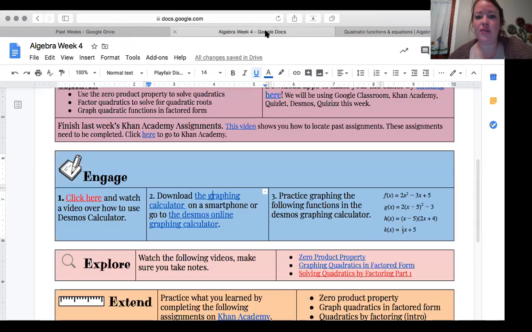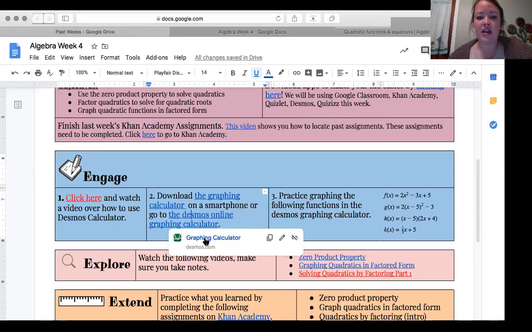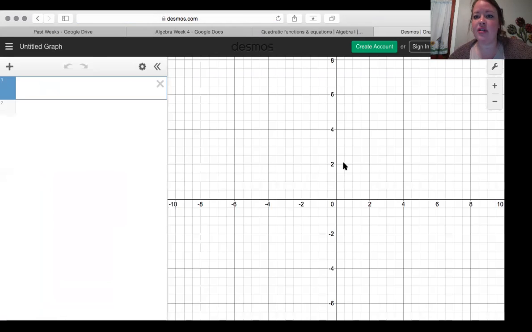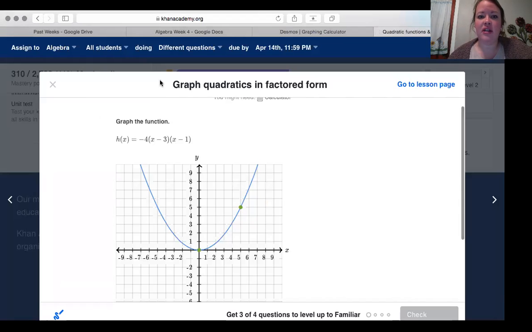If you're on a computer, you can click this link right here, and this is where I'll be showing you how to use Desmos today. So this is what Desmos looks like. We have used this in class a little bit, so you will be a little bit familiar with using Desmos. So I want you to use Desmos on this assignment in Khan Academy. Anytime it says graphing, they're going to explain how to graph it by hand, but since this is an interesting time, I'm okay with you just doing it in your calculator.